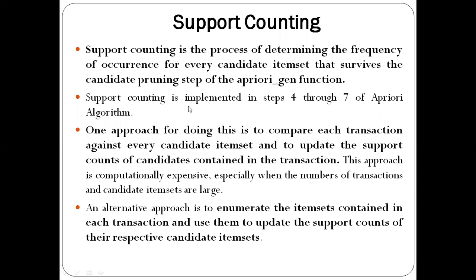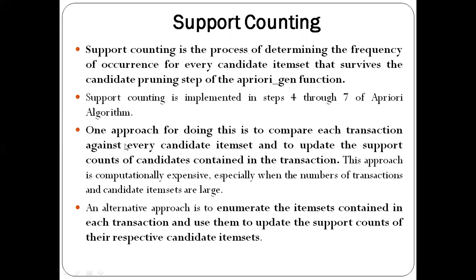That is, after removing the candidates by applying the Apriori algorithm, we will find the support count of the candidates. This support counting is implemented in steps 4 to 7 of the Apriori algorithm. One method we have followed for support counting is to compare each transaction with each candidate item set, and if that candidate item set is present in the transaction, then we increment the support count of the candidate.